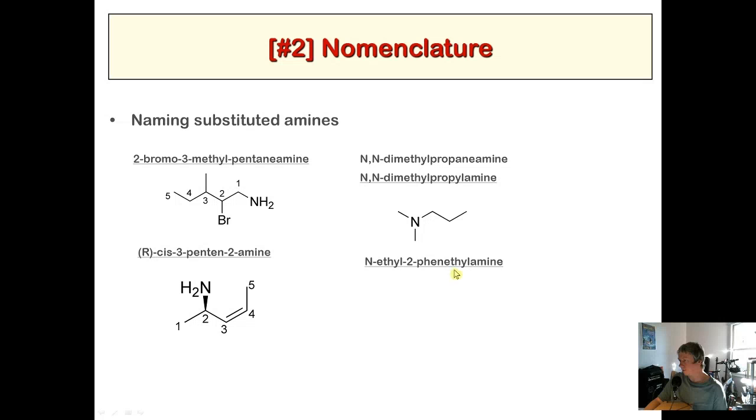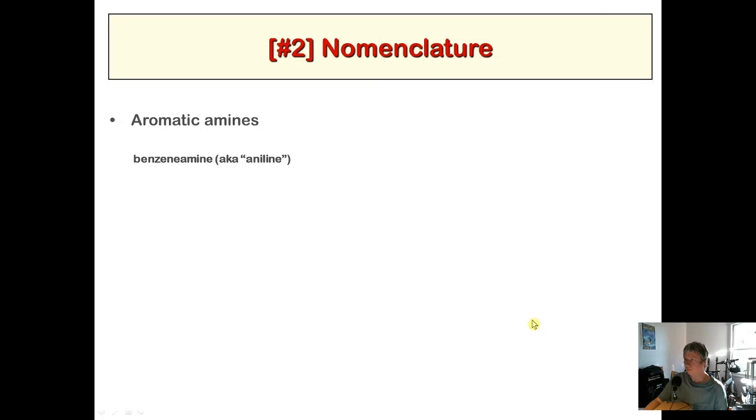N-ethyl-2-phenethylamine. Phenethylamine would be a benzene, 2 carbons, and a nitrogen, and N-ethyl would refer to the nitrogen having an ethyl group on it. Aromatic amines are also called anilines. So benzene with an NH2 is called an aniline. Okay, so this is a pretty easy one.